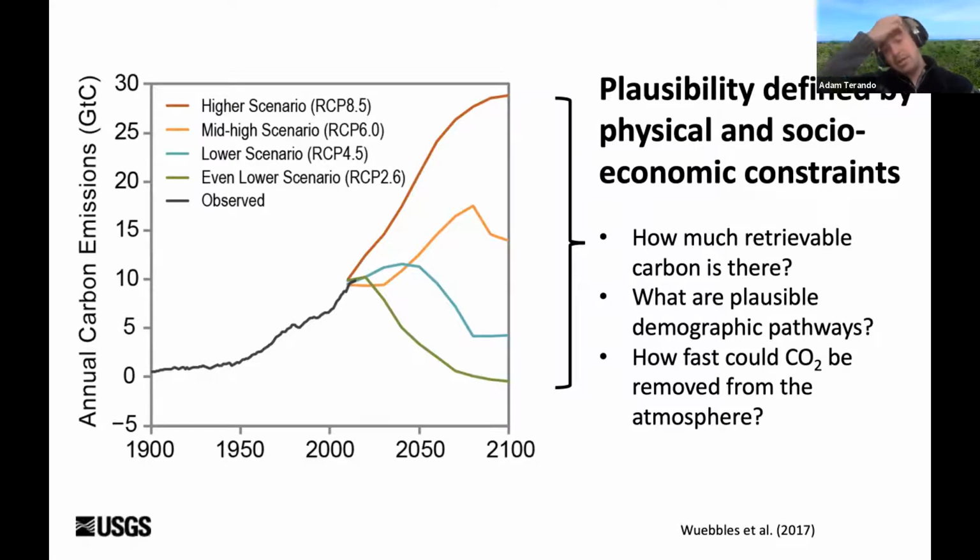And if you're talking about a mitigation scenario, maybe one option for mitigation is actually sucking carbon dioxide out of the sky. So how fast and how feasible is that as an option?